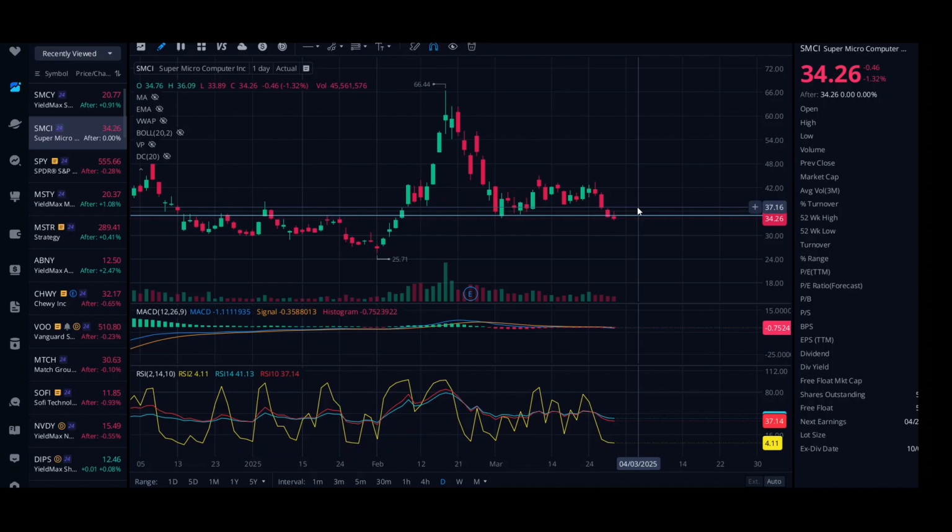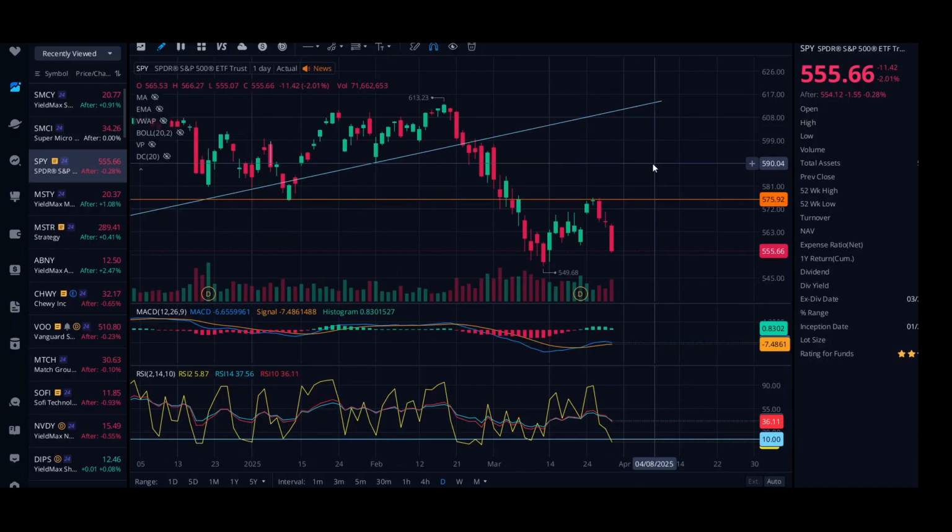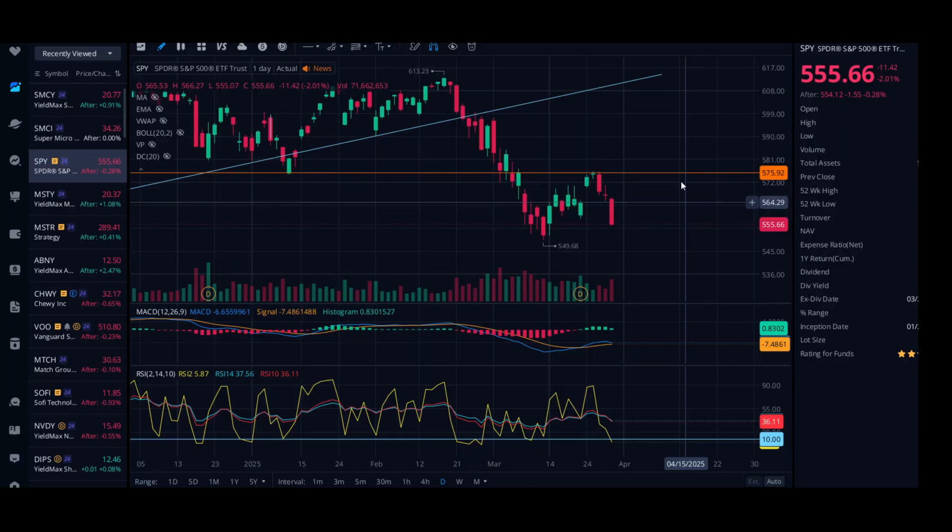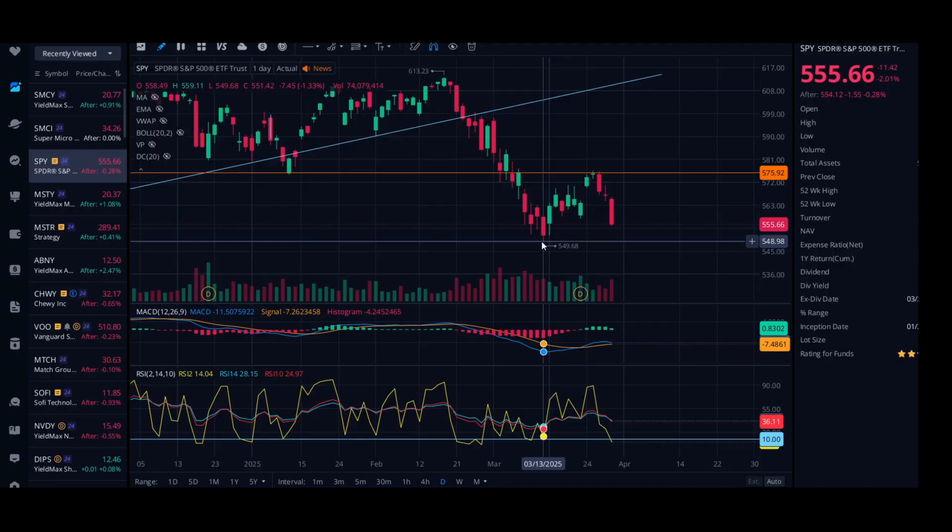So to get a better understanding of the overall market and how it's running, let's look at SPY. Now you can see here on SPY, we hit that resistance line here and got rejected, and it has come down, and we had another big red day on Friday. So as far as getting any kind of positive movement, we do not have it yet.